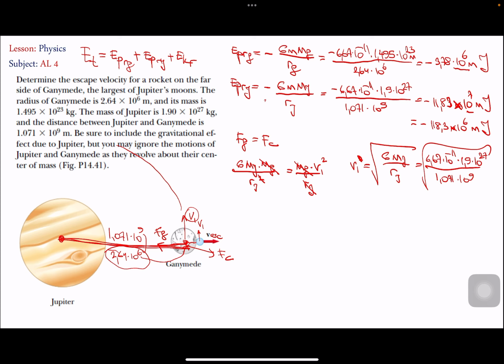So V1 will be equal to the root of 183 times 10 to the power 6. So I'll have the speed of 1.09 times 10 to the power 3 meters per second. So that's the V1. Now I can calculate the kinetic energy, of course.